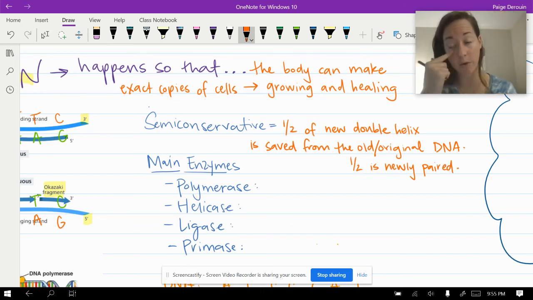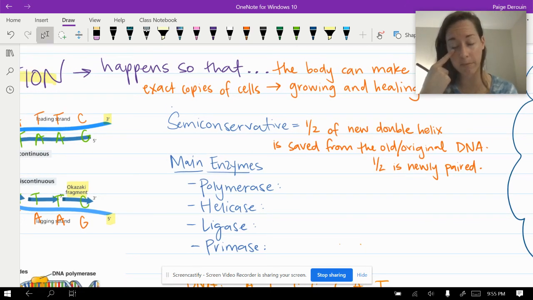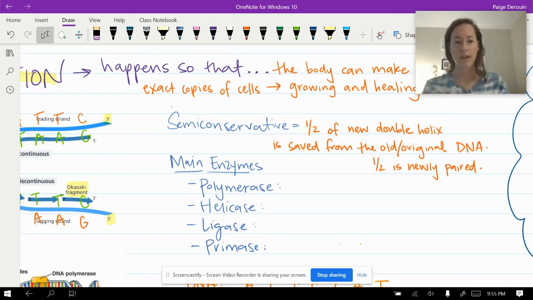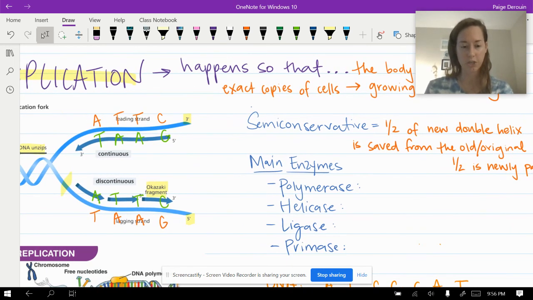Now, if you're thinking, where do these newly paired letters come from? Where did I get them? You got them from the food that you ate, because you ate plants or animals that had DNA that your body broke down. Those free DNA pieces can then be used to make new DNA of yours by changing the order of the letters, which is amazing. So then you have a semi-conservative situation.